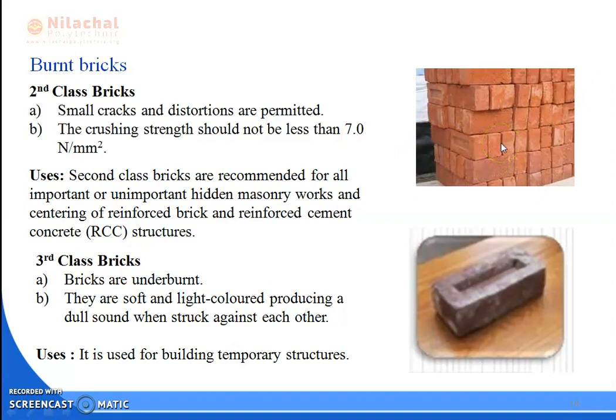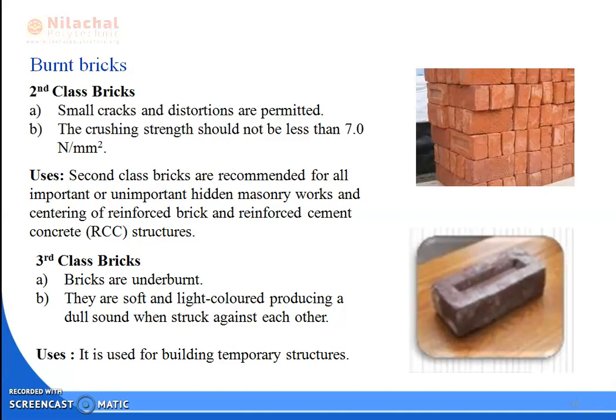And small cracks and degenerations are permitted. Here in the second class brick, small cracks and degenerations are permitted. Next, its compressive strength is 7 Newton per millimeter square.